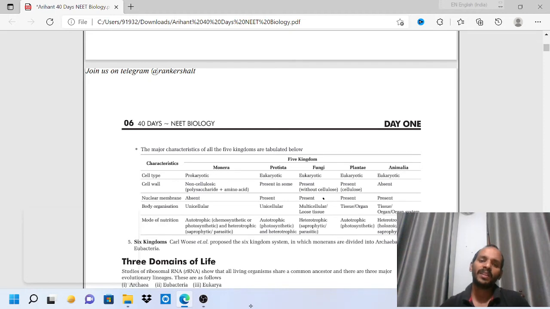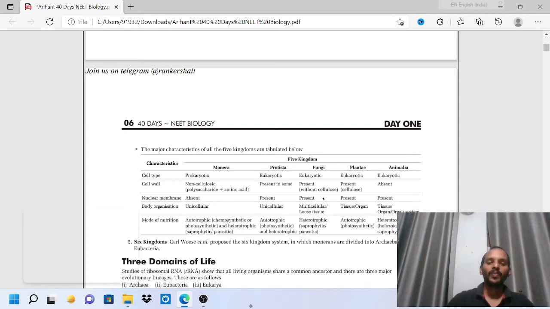We'll learn some characteristics in the five kingdom classification. On the basis of different characteristics, they divided into five kingdoms. First is the Monera, Protista, Fungi, Plantae, and Animalia. Cell type: Monera is prokaryotic. Prokaryotic means before nuclear development, so it is without a nucleus. Next is the Protista, which is eukaryotic. Fungi are eukaryotic, plants are eukaryotic, animals are eukaryotic.